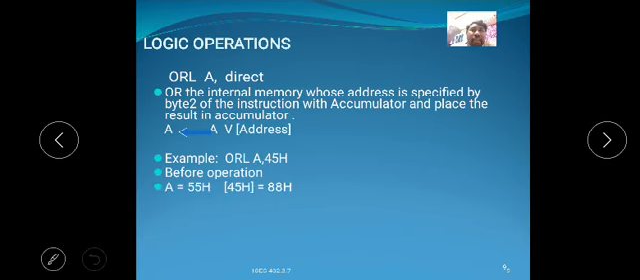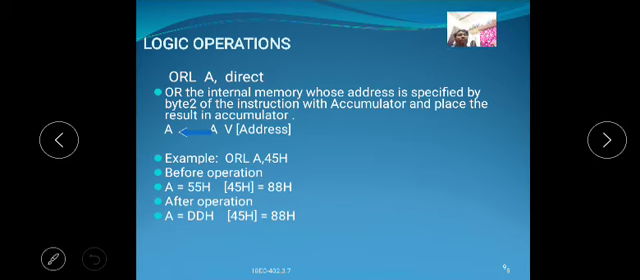Here, the same way. ORL A comma direct: OR the content of the internal memory location whose address is specified by byte 2 of the instruction with the accumulator and place the result in the accumulator. A tends to A OR direct address.